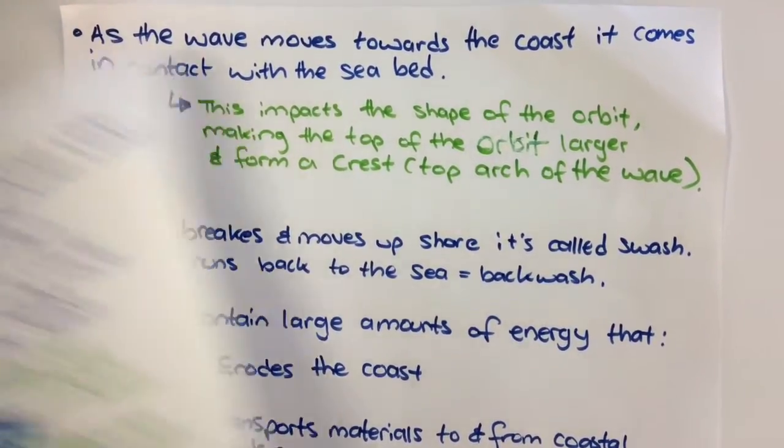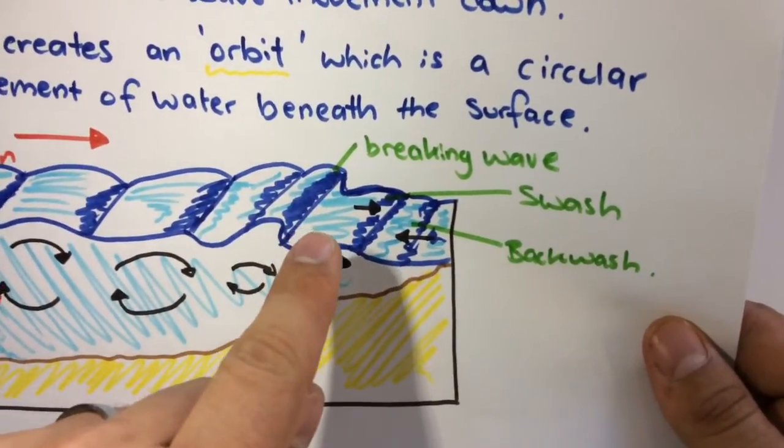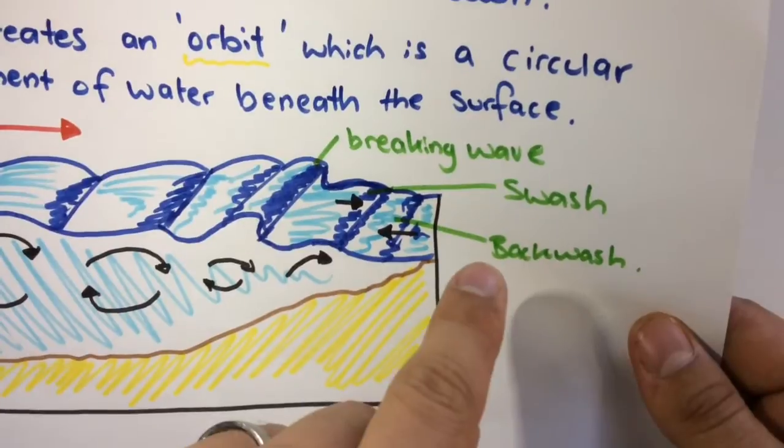So if you look at this diagram here, you can see that when the wave breaks, it creates that swash which moves up the beach, and then the backwash is when the water moves back.